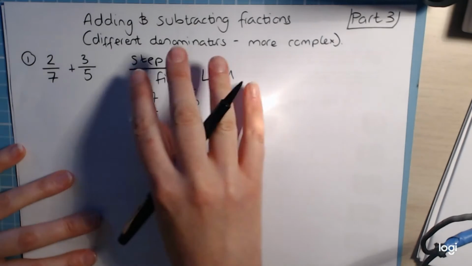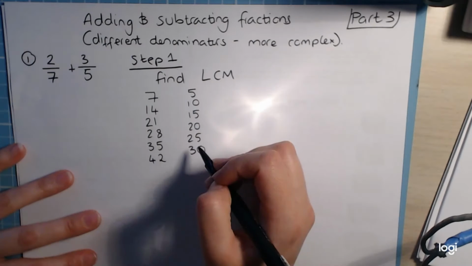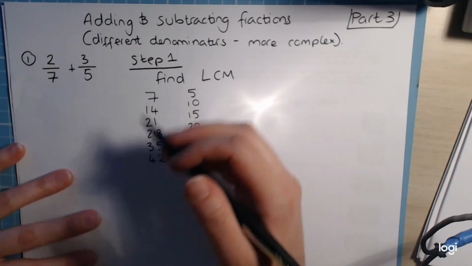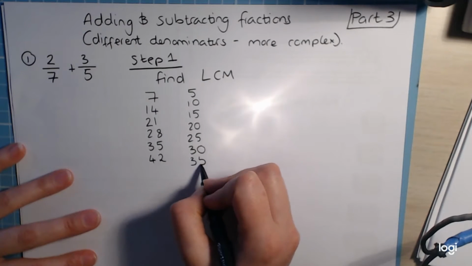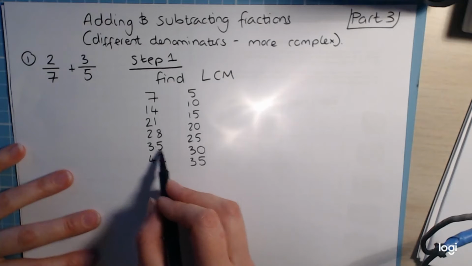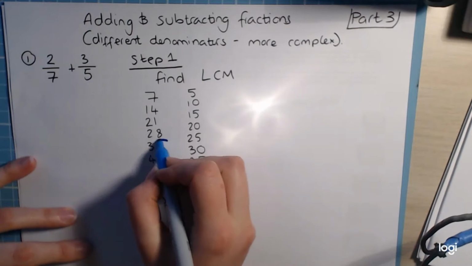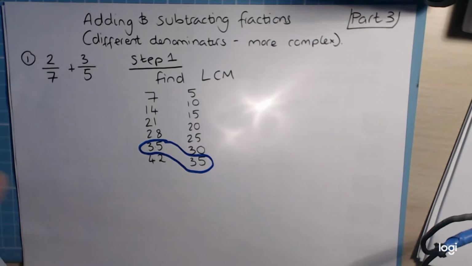So don't feel like you need to write loads and loads all at once. You're just going to do a bit at a time and see if you need to do more. Don't feel like you need to write them all the way up to 100 each time. It might not be necessary. So 35, there we are. It's 35 that we were waiting on. So our lowest common multiple, the number that appears in both lists, is 35.